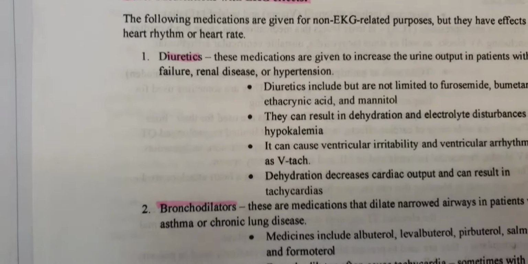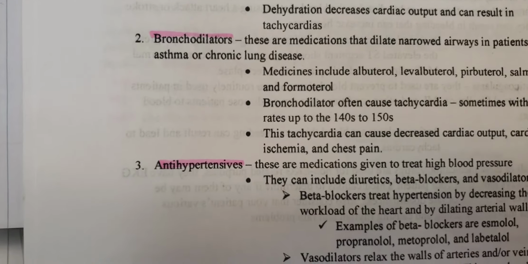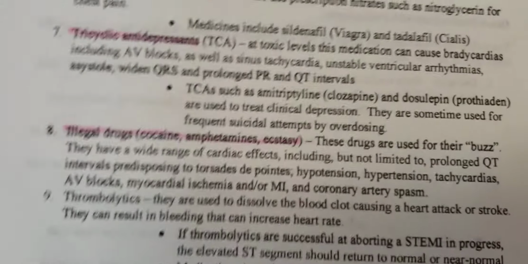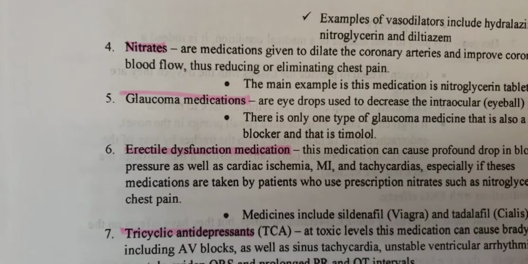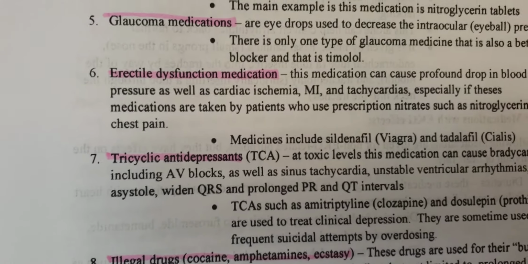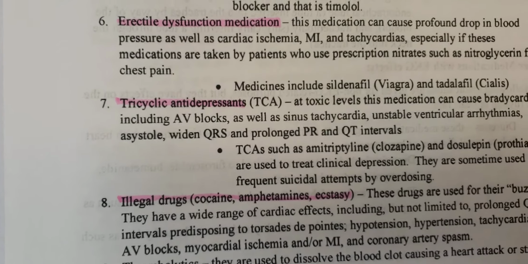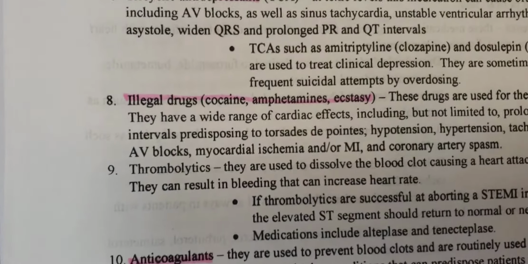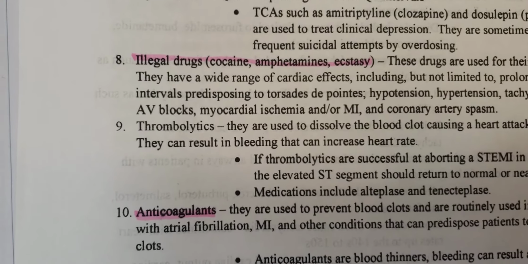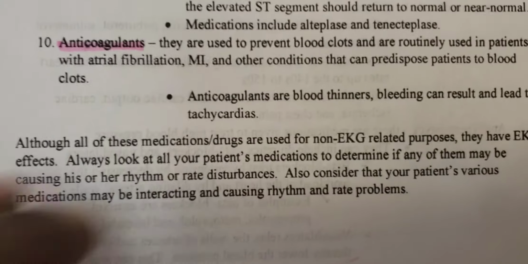such as diuretics, bronchodilators, antihypertensive medicine, nitrates, glaucoma medication, erectile dysfunction medication, tricyclic antidepressants, illegal drugs can cause EKG differences, and anticoagulants can cause EKG differences.